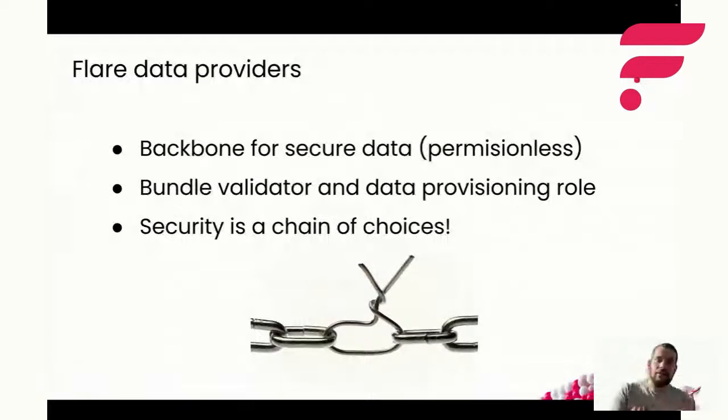And again, the important thing to keep in mind is that all these things are necessary to make sure that your data at the end is secure. So security, you can think of security as a chain of choices. You can make your dApp as secure as possible. You can audit it. You can make sure that everything works. But if you're sourcing data from somebody that has an incentive to provide you wrong data, well, the security of the whole chain collapses just because you messed up with a single data source.